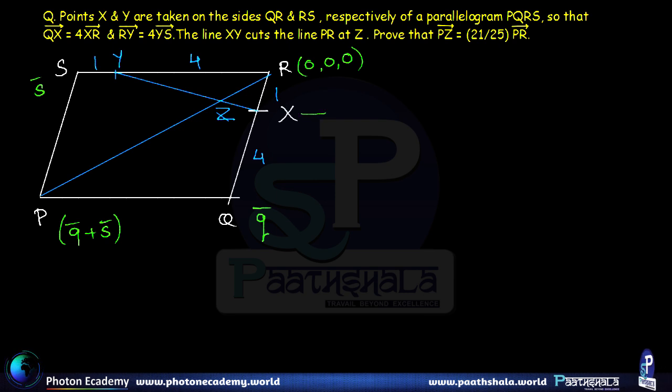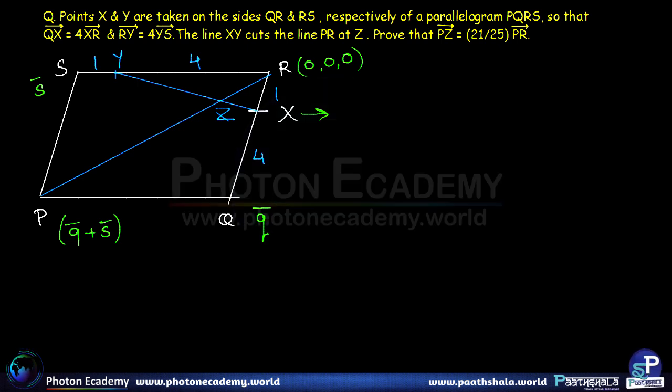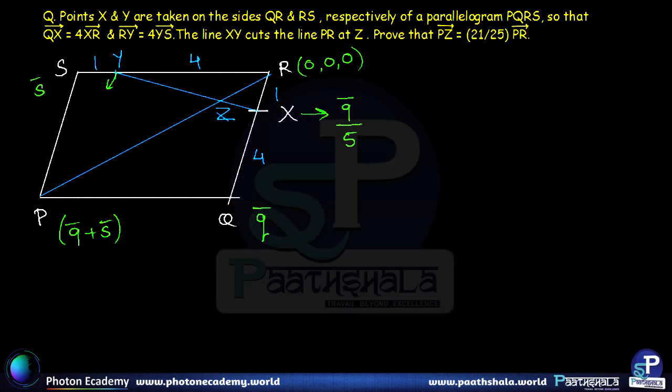Now to find out the position vector of point X, let us apply section formula. So it is 4 into 0 plus Q into 1 upon 4 plus 1. So that is just Q upon 5. Okay. So doing the same thing for point Y, it will be 4 into S plus 1 into 0 upon 4 plus 1, so 5. So that is 4S upon 5.